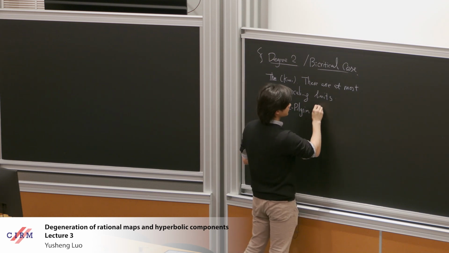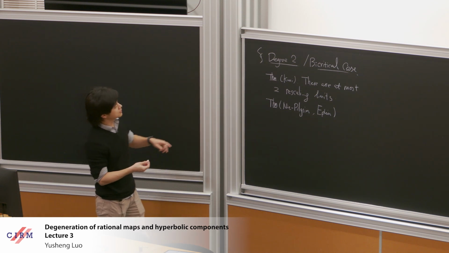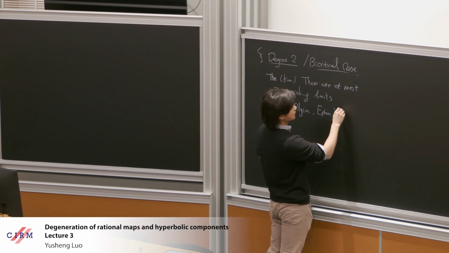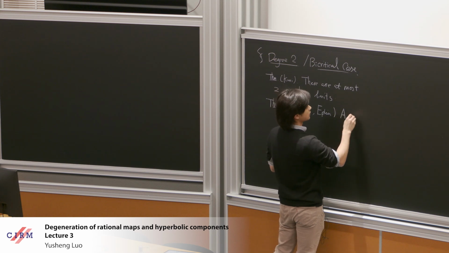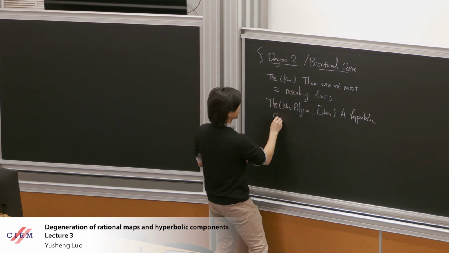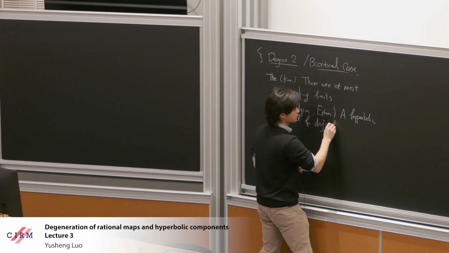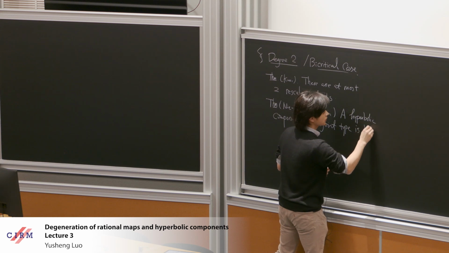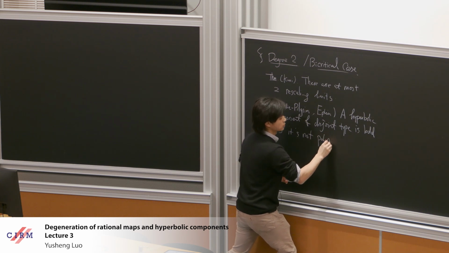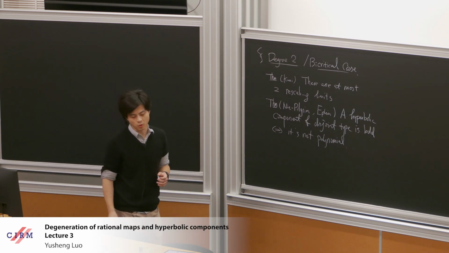a theorem first proved by Adam Maston using some analytic methods, and then using these Berkovich spaces and these limiting trees, Homing and Kevin give an alternative proof. It says that a hyperbolic component of disjoint type is bounded if and only if it's not polynomial. I'll also explain the statement a little bit more.